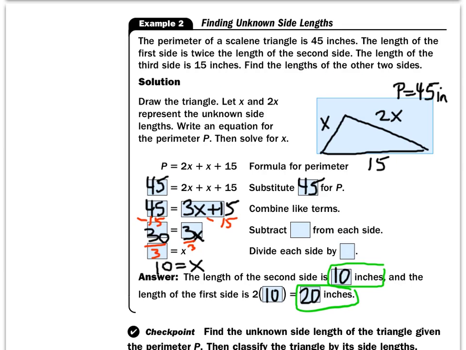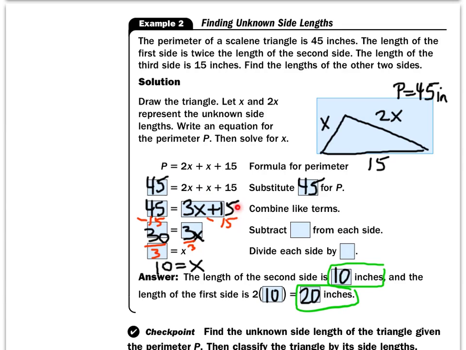So it said the length of the first side is twice as long as the second side. So I made the second side x, the first side 2x, which is twice as long, and the third side was 15. I know the perimeter is 45 inches, so I put the perimeter equals 2x plus 15. So 45 equals 2x plus 15. Then combine like terms, so 45 equals 3x plus 15.